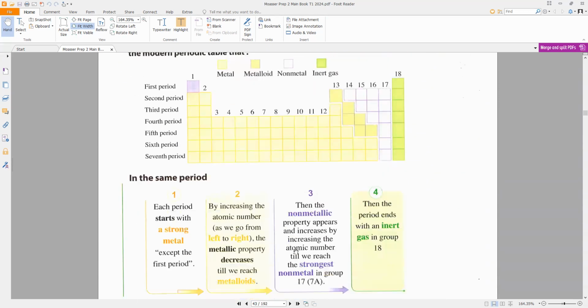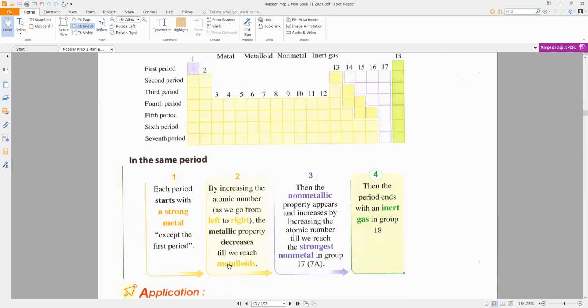What happens to the metallic and non-metallic properties in the modern periodic table? As we start in the modern periodic table, each period starts with a strong metal, because the metals are located on the left side of the table. All of this faint yellow is metal, but the strongest metals are in group one. So each period starts with a strong metal.